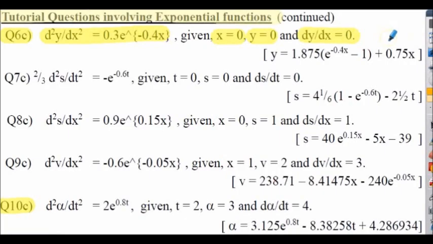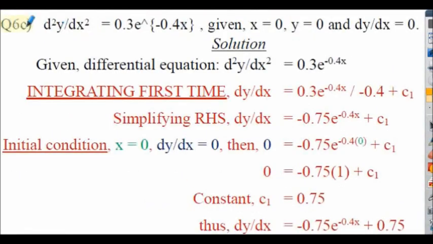I'll let you review the questions at your own pace, but I would encourage you to stop the presentation and attempt questions 6C through to 10C, noting that the final solution for each of the questions is stated in the square brackets at the right hand side. I will show you the full work solution to question 6 on the following slides. Question 6C, commencement of the solution.